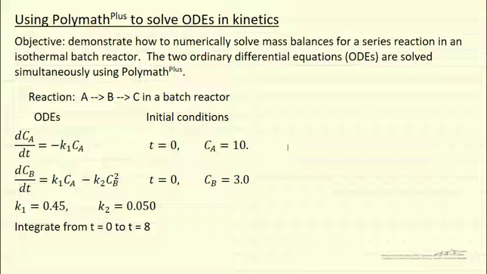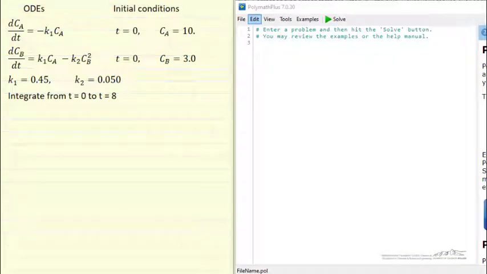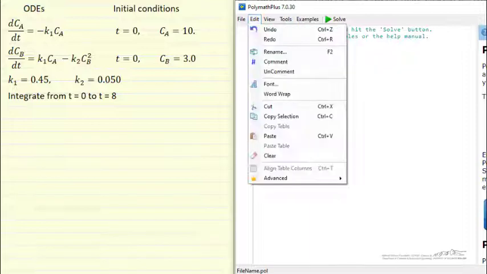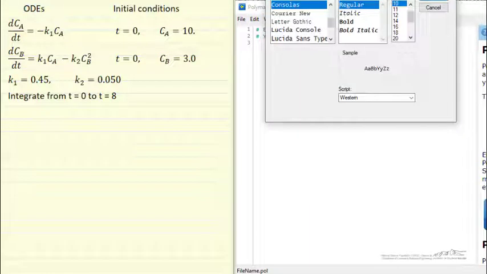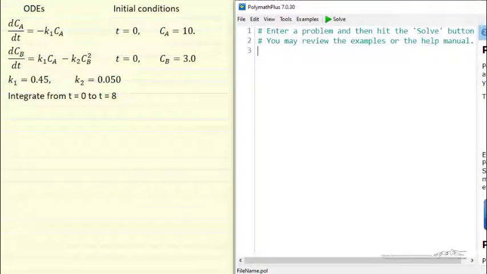So let's look at the PolyMath program, in this case PolymathPlus, to see how we solve these equations. I'm going to go into Edit and pick a larger font just to make it easier to see in the screencast.